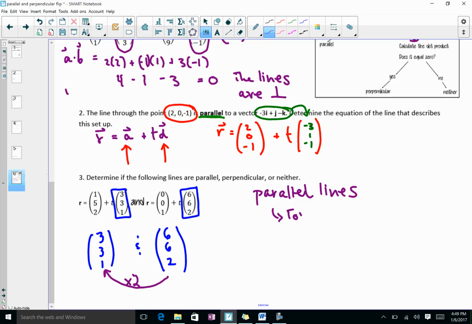So tomorrow, we check to see if they're the same.